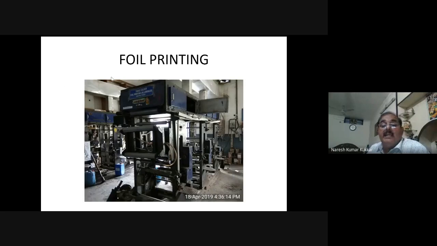This is a foil printing machine. Printing on aluminium foil is used in many types of packing industries.